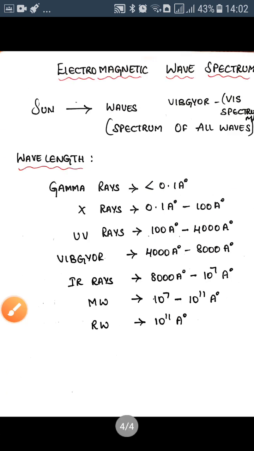So coming to the electromagnetic wave spectrum. We all know what is meant by spectrum. Now we are going to learn what is meant by electromagnetic wave spectrum. So what is meant by spectrum? From white light, the colors which are coming from the white light, we all know that is called spectrum.